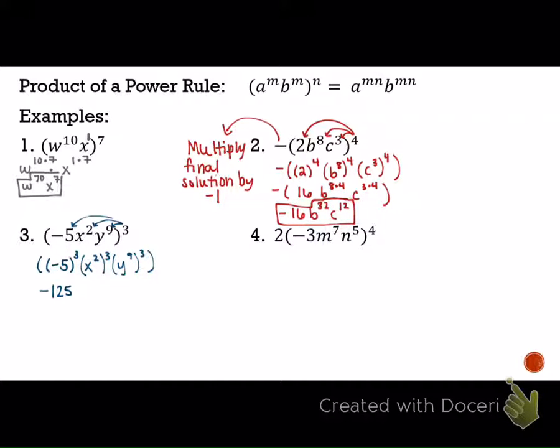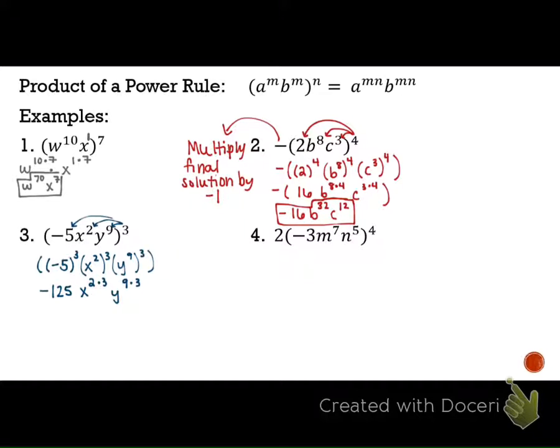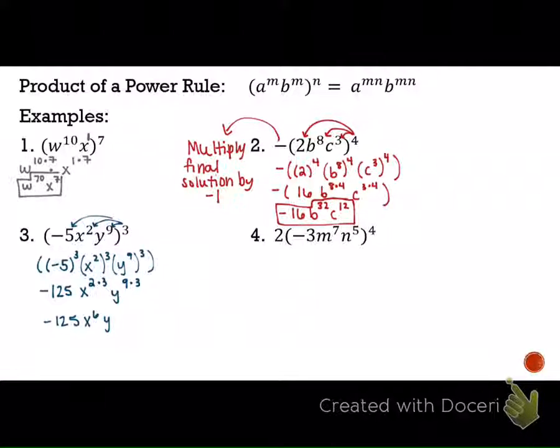So, Jill, what do I get then with the x's? X to what power? 6. Yeah, because you're multiplying. So you did 2 times 3, and then what would your power be on y? Y to the 27th. Very good.